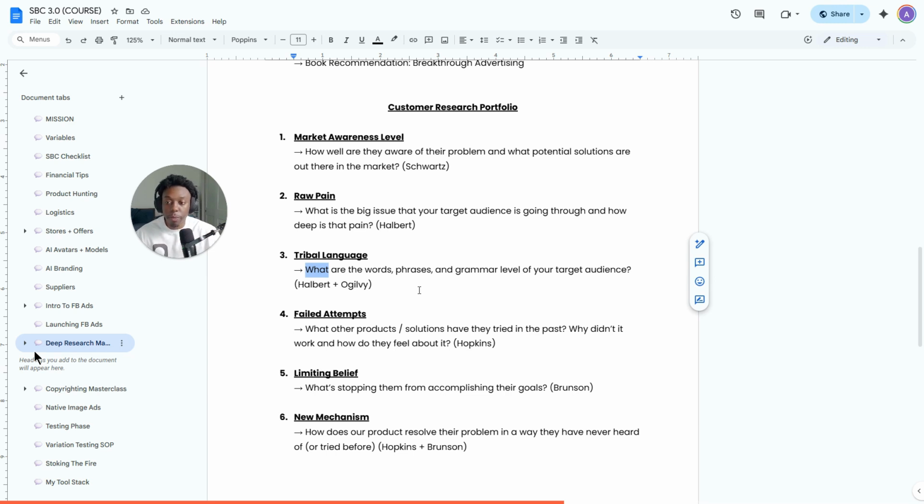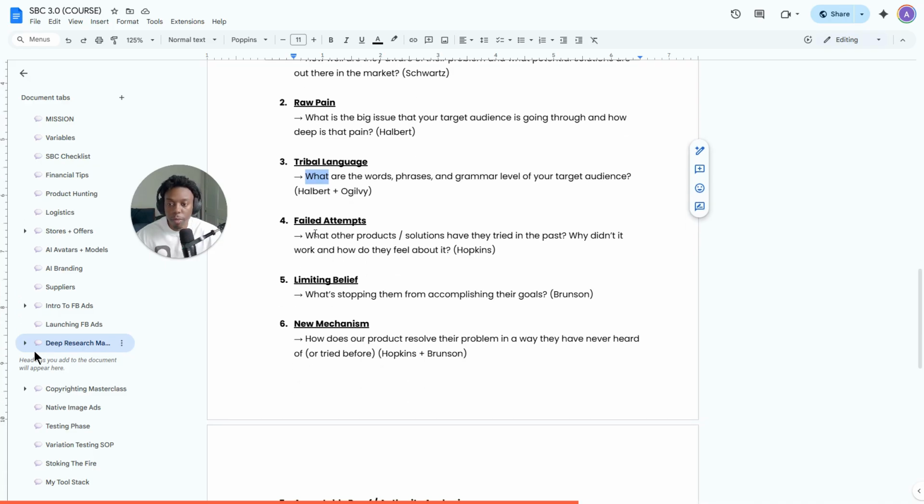When we do deep research, we will use specific prompts to pull information from Reddit, from other deep research platforms that will get raw feedback from the customers and the consumers themselves. So we'll be able to speak in the same language as our customers do.